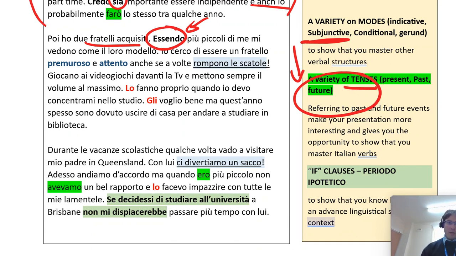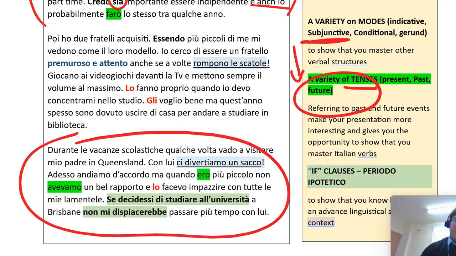If we look at these expressions, these are idiomatic. Rompono le scatole. They are a bit annoying. Instead of saying sono fastidiosi, antipatici, I'm using rompono le scatole, which is an idiomatic expression, quite informal and casual, and it's okay to use it if you had to describe two young brothers that are pretty cheeky and maybe do not allow you to study for your VCE. Down here there is a little paragraph on le vacanze scolastiche, le vacanze estive.